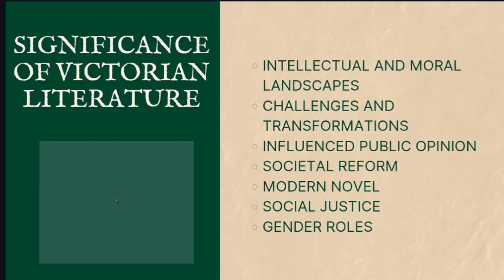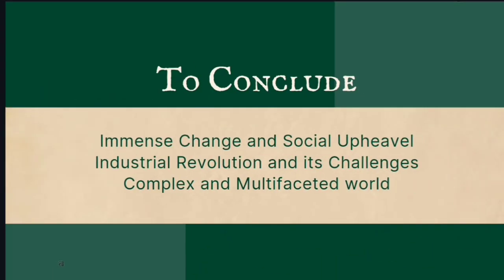Because Victorian literature focuses on social justice, gender roles, and the consequences of industrialization, it is a valuable source of insight into the enduring human condition. Then let's conclude this video at this point. Victorian literature is a testament to an era marked by immense change and social upheaval. It reflects the concerns, values, and aspirations of a society grappling with the impact of the Industrial Revolution.